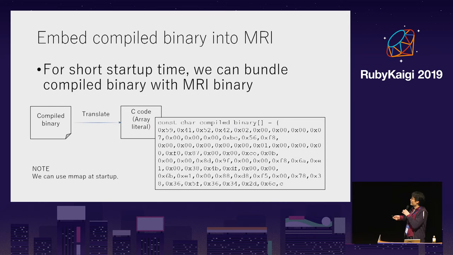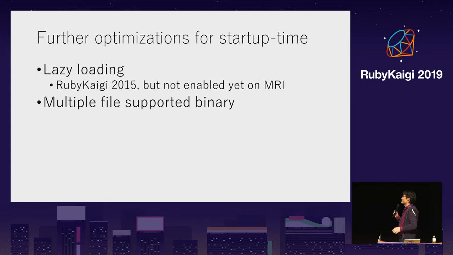We can simply translate this binary to a C literal. If we compile it with this program, we can bundle the compiled binary with Ruby's binary. But we need more optimization to enjoy a shorter startup time.